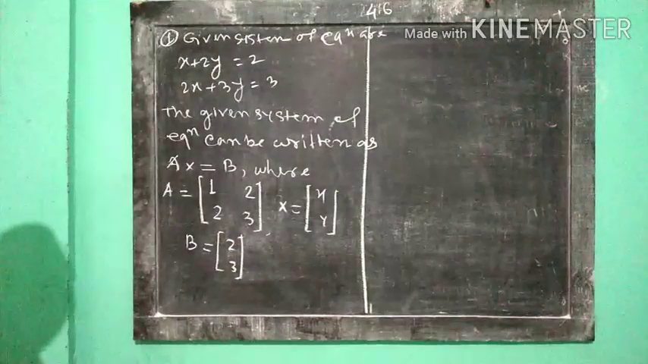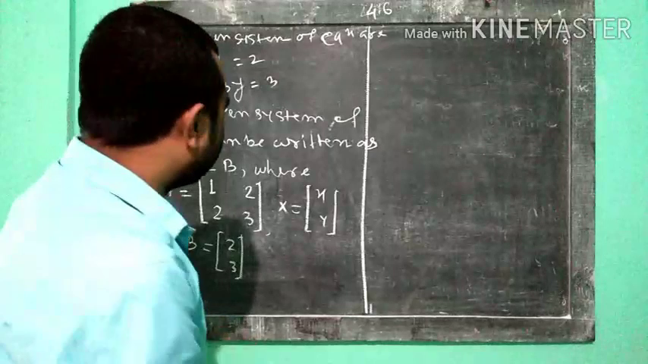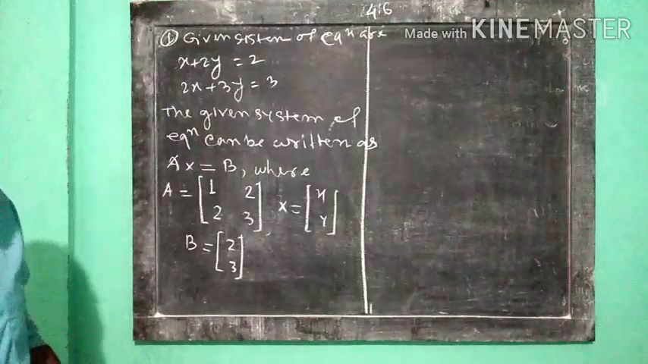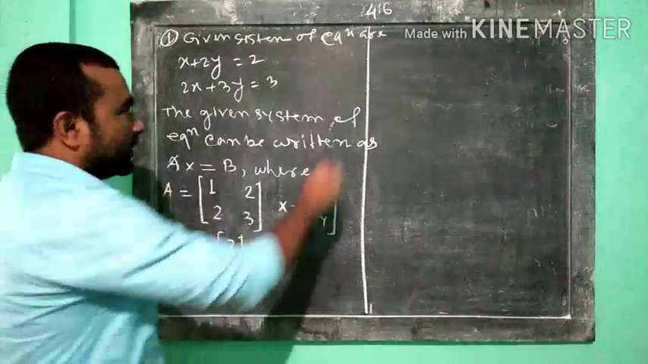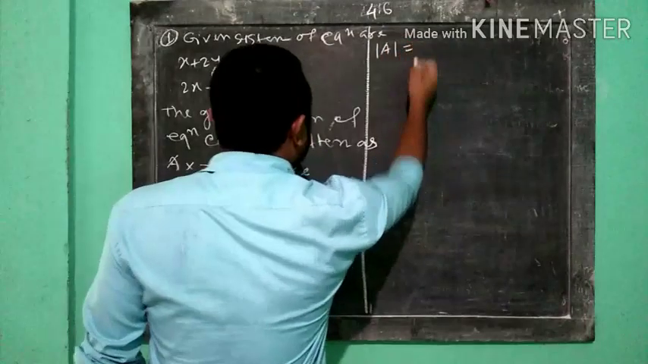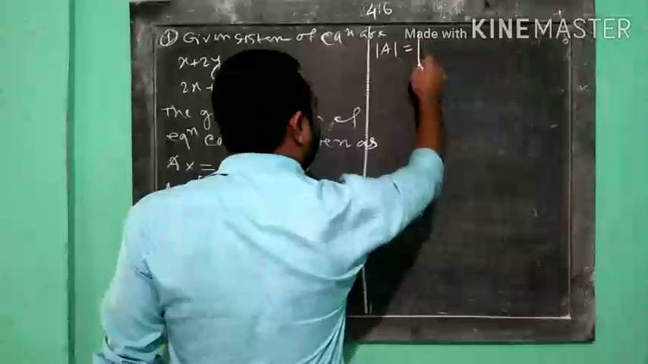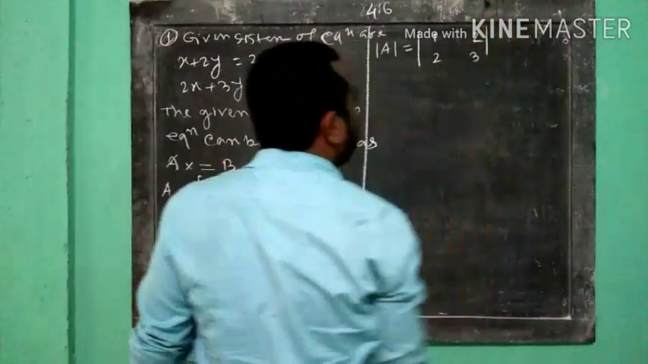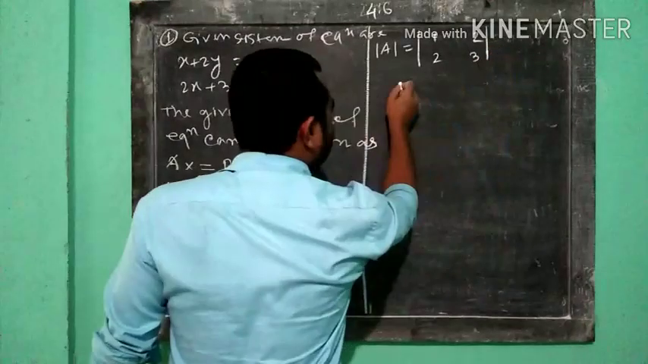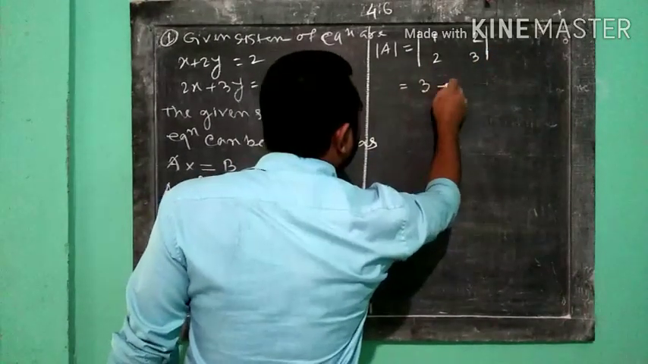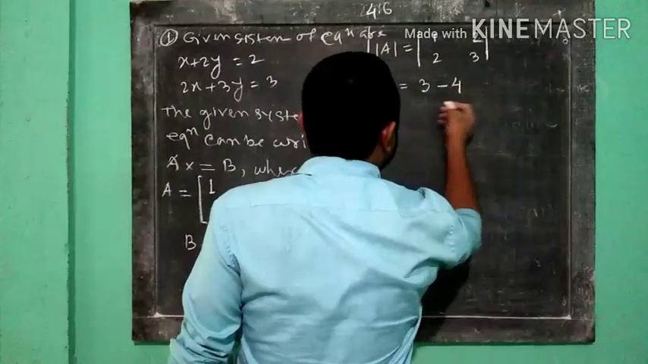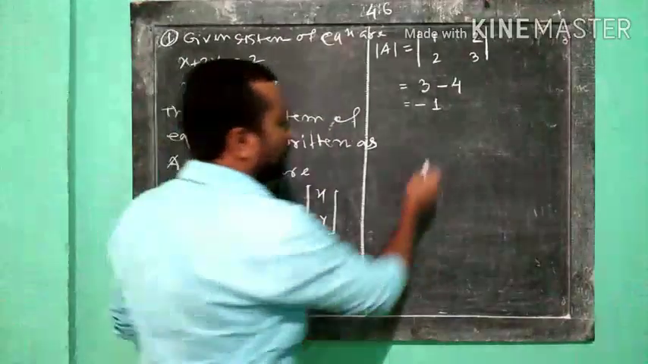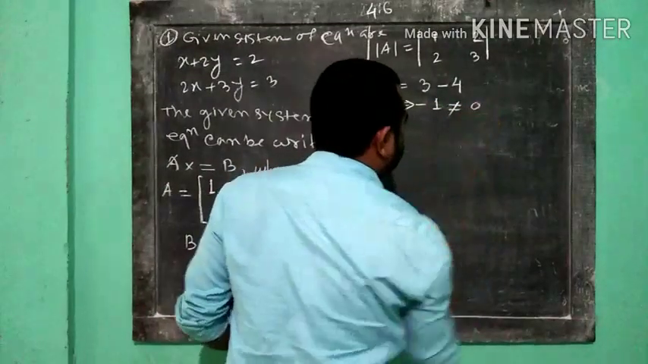So first of all, what we have to do here is check the determinant of A. For consistency, first we check the determinant of A. Determinant of A equals the determinant of 1, 2, 2 and 3. This is equal to 1 into 3 is 3, minus 2 into 2 is 4. This is equal to minus 1, and minus 1 is not equal to 0.